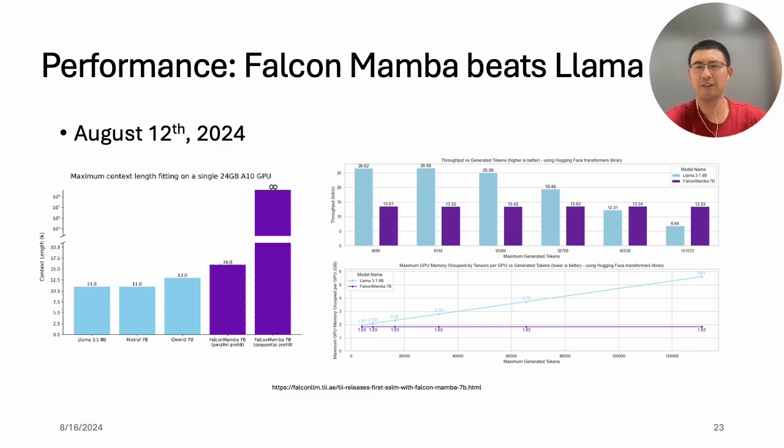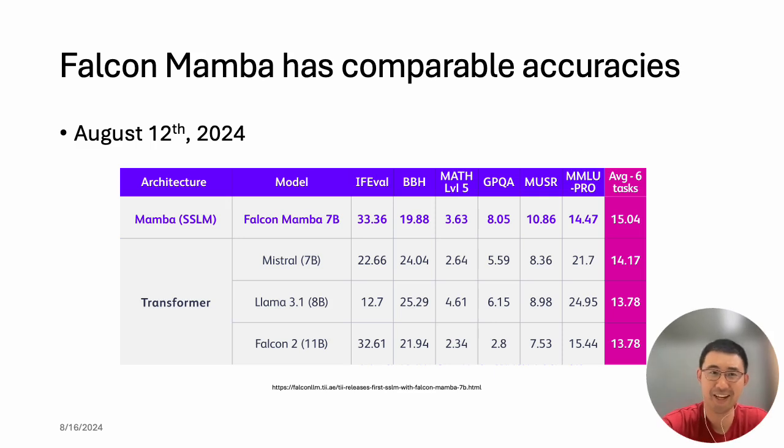And of course, all of these wouldn't help if their accuracy is dropping a lot, right? So they actually also tested the accuracy. This is a result of a lot of different tests. For example, this MATH Level 5 is they're comparing the performance of Mamba in math compared to other models like Llama or Mistral or Falcon 2, their own transformer-based model.